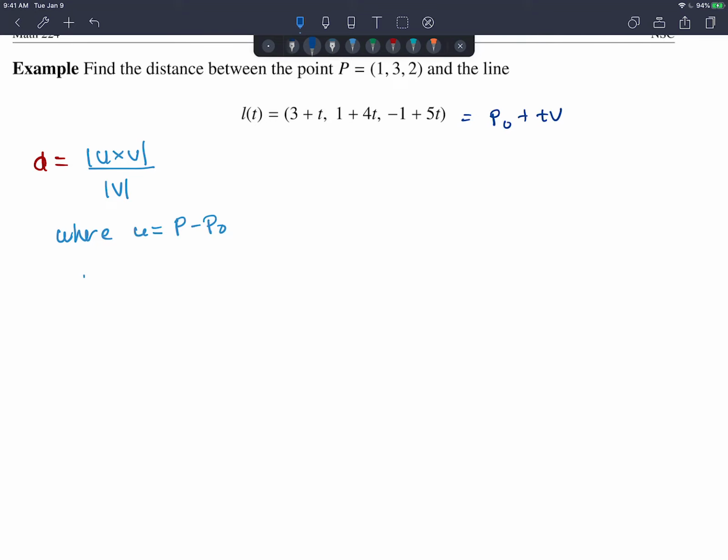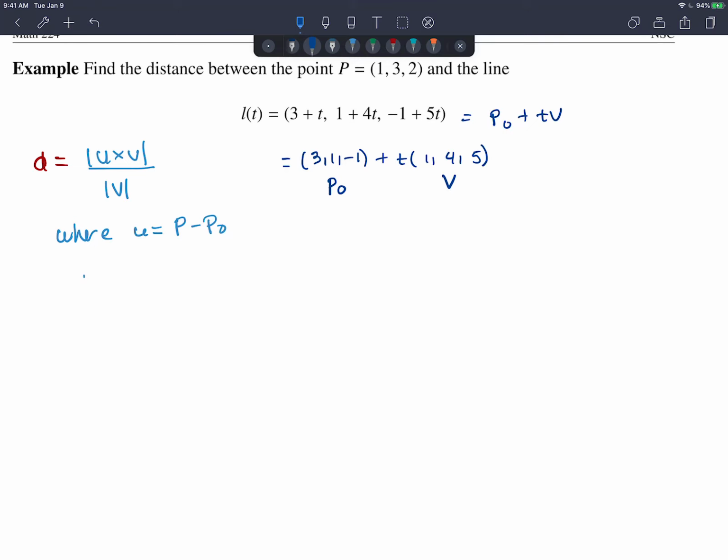Well, we don't have to break it up, but just for making things more clear, you can break this up like the 3, 1, negative 1, plus t times the vector 1, 4, 5. Right? 3, 1, negative 1, plus t times the vector 1, 4, 5. That way, this is my point P0, and this is my vector V.